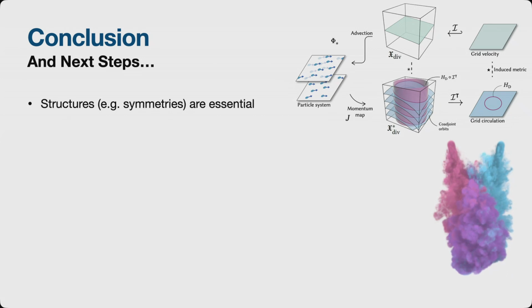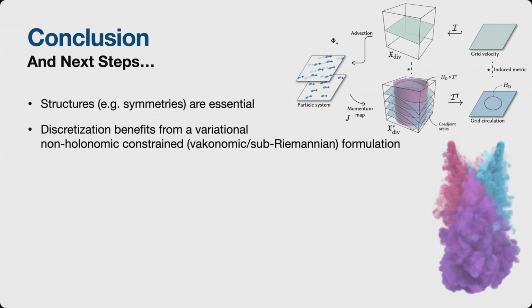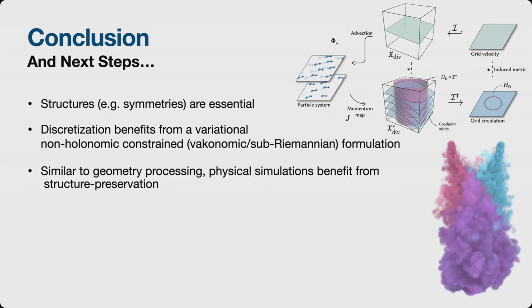and especially physics that are conservative, such as ideal fluids and rigid bodies. Discretizations generally benefit from this variational non-holonomic constraint system that treats the constraint as vakonomic systems, not the Lagrange-d'Alembert virtual force. And also, similar to geometry processing, if you respect the structures that exist continuously, you will gain a lot of benefits. So thank you, and we'll be happy to take your questions.